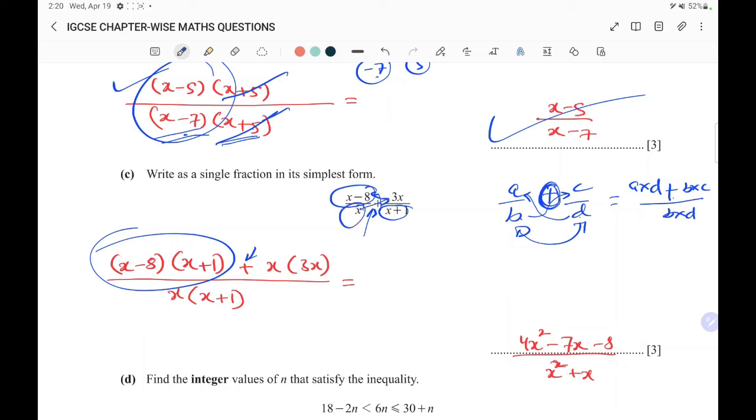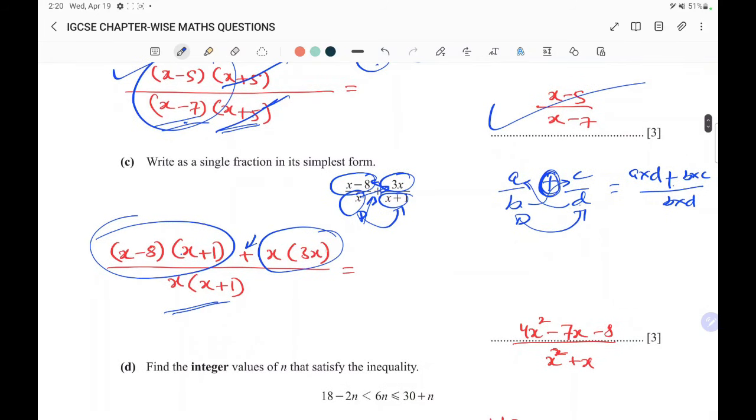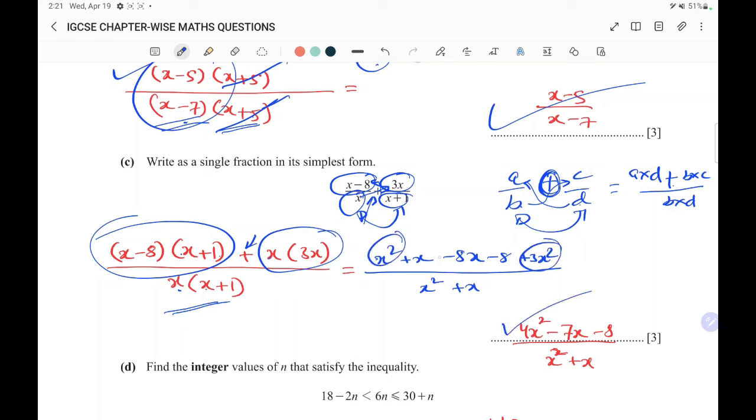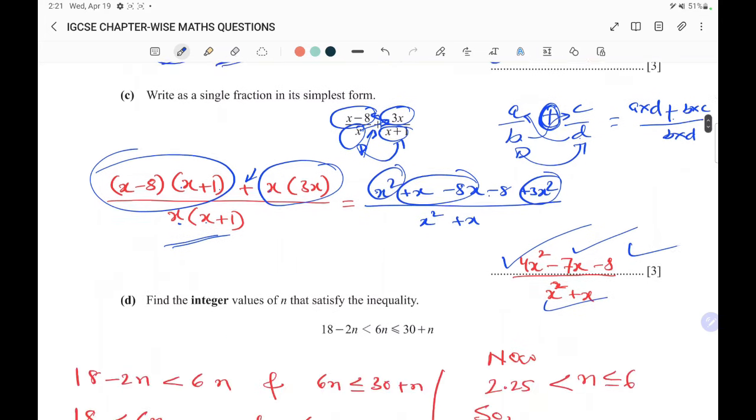Now this x plus 1 is going to multiply this 3x, so x times 3x you will get. And in the denominator, these two will multiply, x times x plus 1. The rest is simple, you know that. x times x is x square, x times 1 is x, minus 8 times x is minus 8x, minus 8 times 1 is minus 8. Now x times 3x is 3x square, over x times x which is x squared, then x. Now 3x square and x square, just add, you will get 4x square. And then x minus 8x is minus 7x, and then minus 8, over x squared plus x.